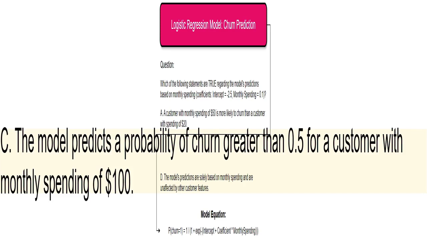I'll explain the equation. We're using a logistic regression model to predict the probability of a customer churning. The equation is probability of churn equals 1 divided by 1 plus e to the power of negative intercept plus coefficient times monthly spending. It transforms the model's output into a probability between 0 and 1.